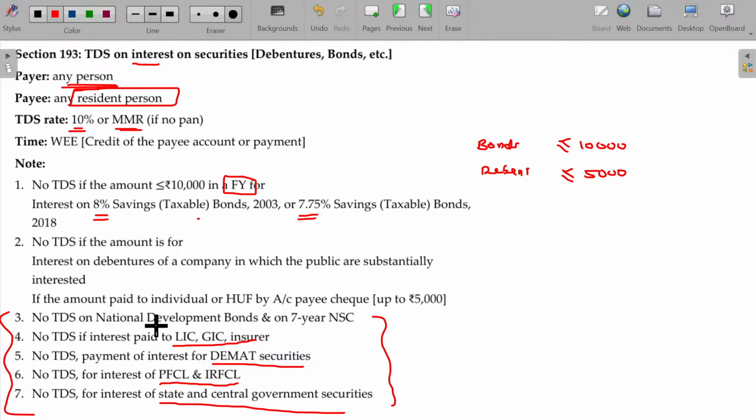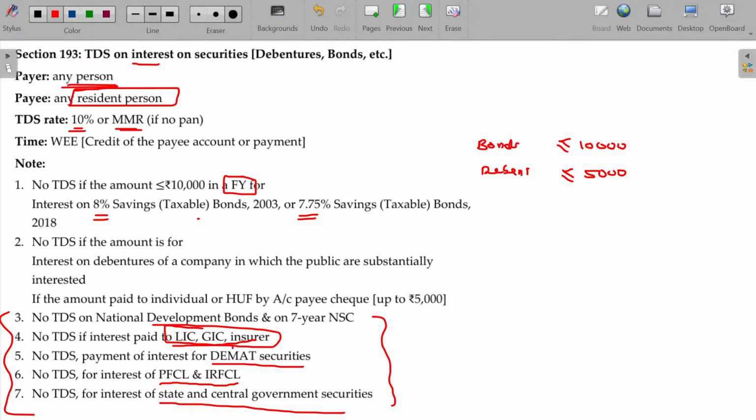So, one is national development bonds. Another one is interest payable to LIC GIC insurer. Means LIC GIC insurer might have purchased the bond and they will now be paid the interest. By that time, TDS is not applicable, as LIC GIC insurer is the recipient.